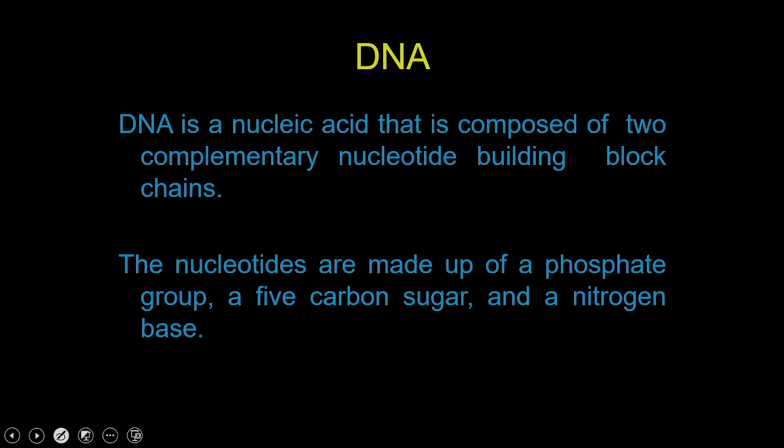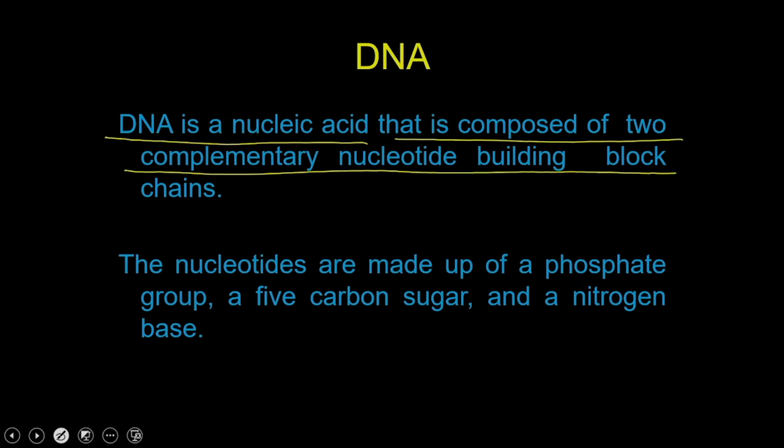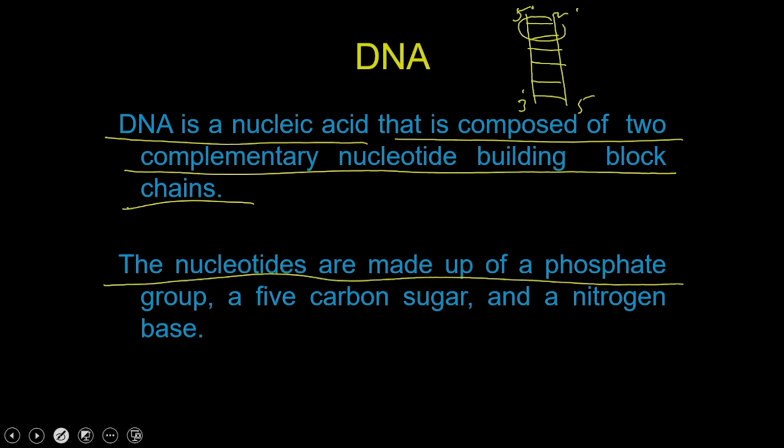DNA is a nucleic acid that is composed of two complementary chains of nucleotide building blocks, which means in a typical DNA you have two chains, one running 5 prime to 3 prime and the other 3 prime to 5 prime. Both of these strands are connected through the nucleotides present inside, and the nucleotides are made up of a phosphate group, a 5 carbon sugar and a nitrogen base.